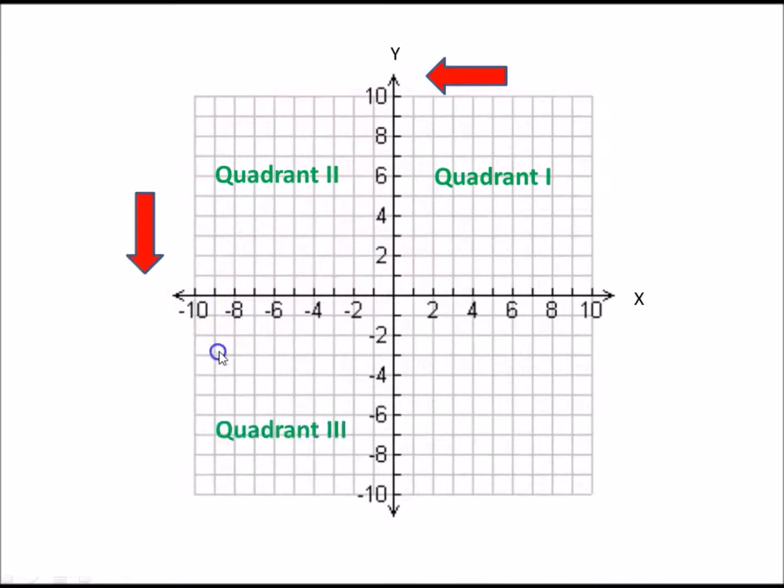And then we're going to go downwards to quadrant 3, where the x-axis is negative and the y-axis is negative. So anything that falls in this box right here is called quadrant 3. And then we're going to go to the last box, which is quadrant 4, where the x-axis is positive and the y-axis is negative. This is called quadrant 4 right there.